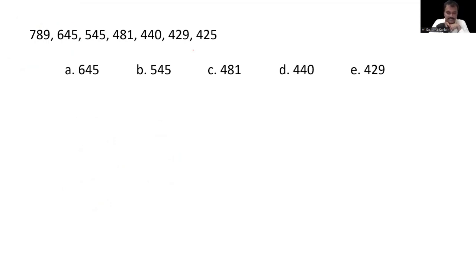Next, 789, 645, 545, 481. Here the difference is equal to 100. What is the wrong? The difference between these two numbers is equal to 144, and this is equal to 100. This is 12 square, this is equal to 10 square. Suppose 9 square, 81, 545 minus 81. So this is equal to 4, and 54 minus 8, that is equal to 46.